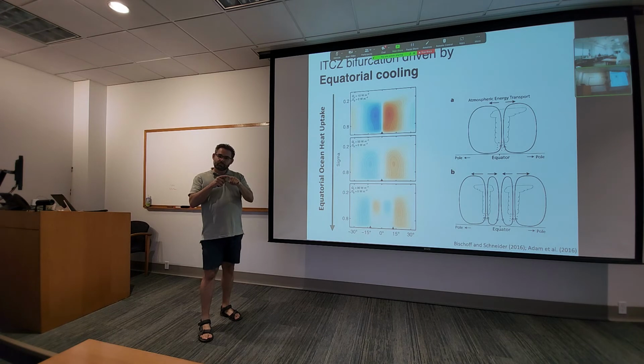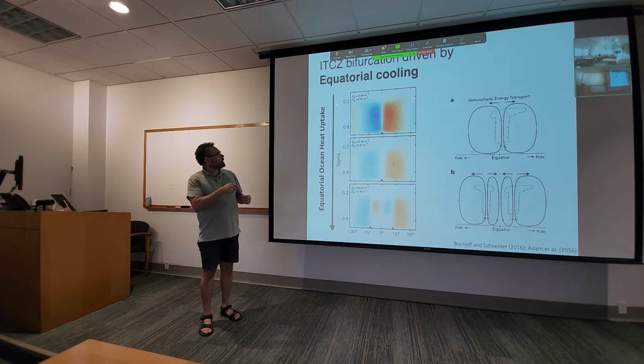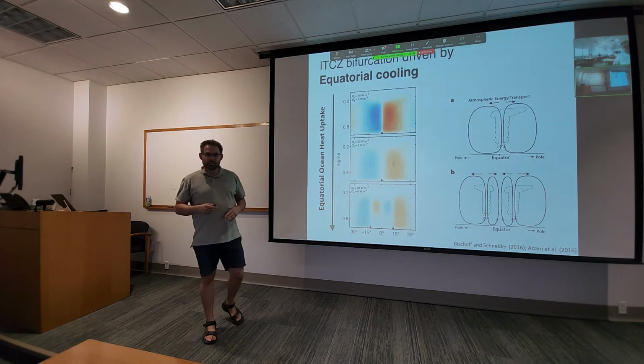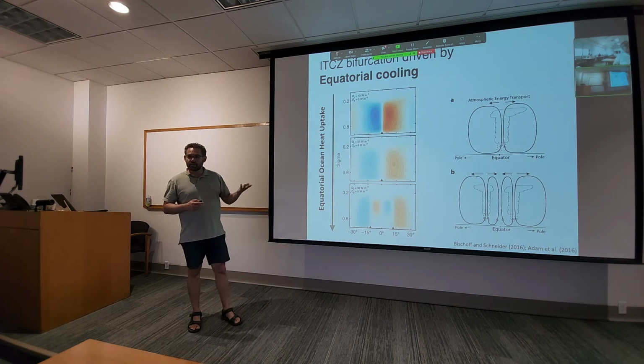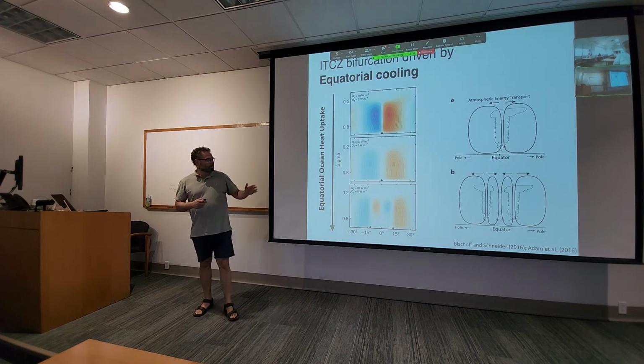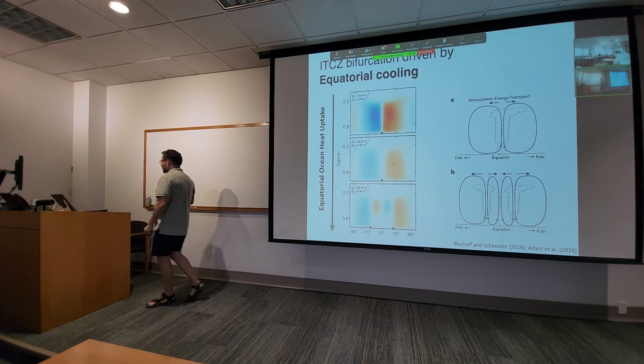And then the circulation would need to adjust so as to now transport energy towards the equator, because we're pumping energy away from the equator. And this is what happens as we increase equatorial ocean heat uptake. We go from a Hadley circulation and we bifurcate to an anti-Hadley circulation. So we can understand the bifurcation from a single to a double ITCZ using these really simple energetic constraints. But this is for a prescribed ocean heat uptake.